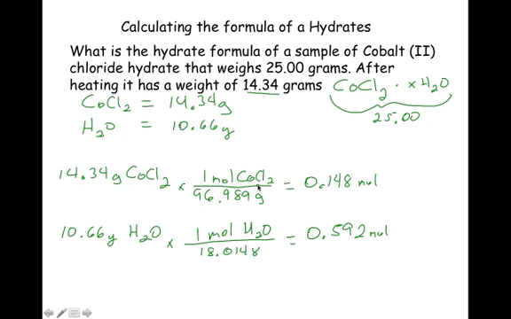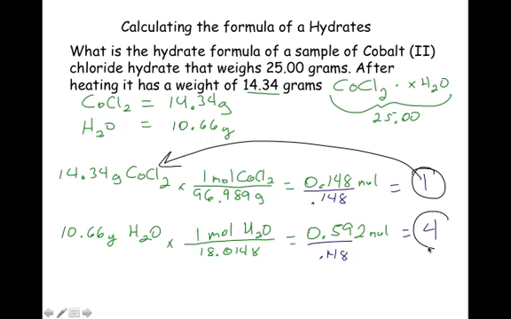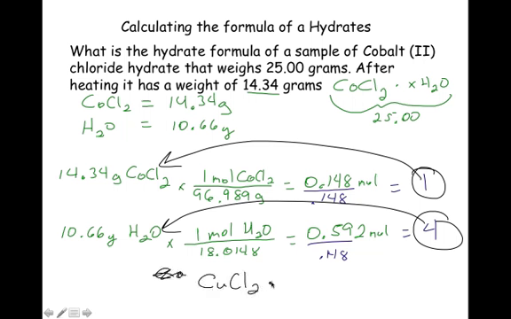Okay, so mass to moles, divide by small, so the small one here is going to be the 0.148, and that's going to give you 1 here, and when you divide 0.592 by 0.148, you get 4 there. All right, so what does this tell you? Well, this tells you that for every 1 cobalt chloride you have 4 waters. And so this is a cobalt chloride tetrahydrate. That's the formula of this hydrate.